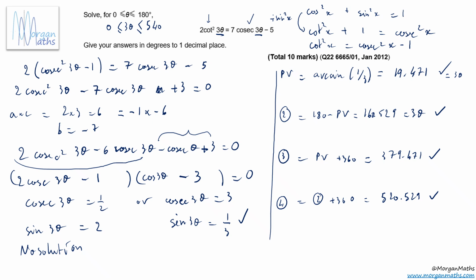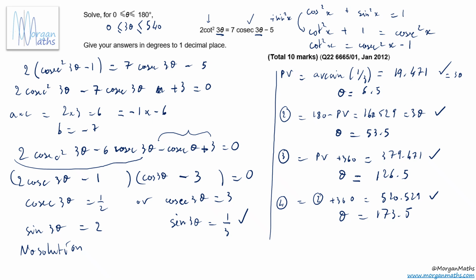The final stage here is all of these values are for 3 theta. I'm going to divide all of them by 3, giving me theta equals 19.471 divided by 3 is 6.5. For the second one, 160 divided by 3, 53.5 to 1 decimal place. The third solution I found divided by 3 gives me 126.5, and the fourth solution will give me 173.5 to 1 decimal place. And I can see that I'm within the interval of 0 to 180 as required by this question.